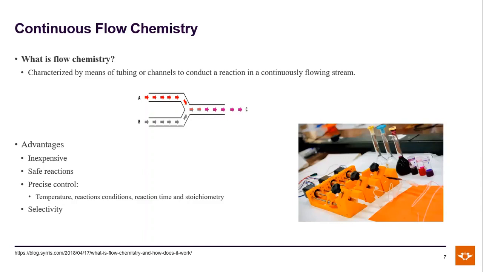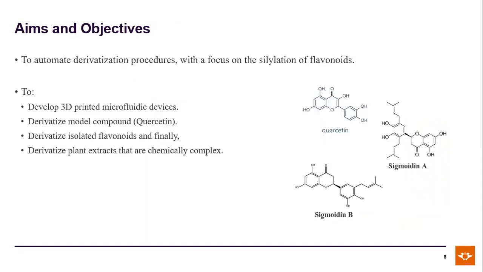This brings us to the aims and objectives of the study. The aim of the study is to automate derivatization procedures with the focus on the silylation of flavonoids. To do this: to develop 3D printed microfluidic devices, derivatize a model compound, quercetin, derivatize isolated flavonoids, and finally, derivatize plant extracts that are chemically complex.